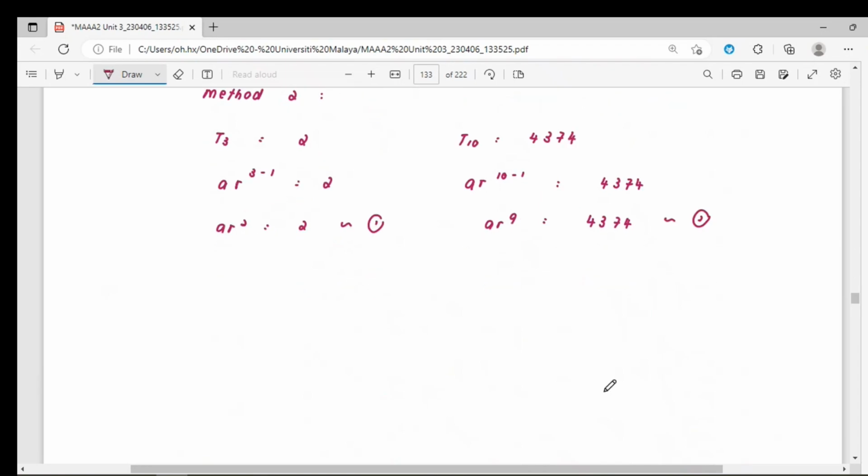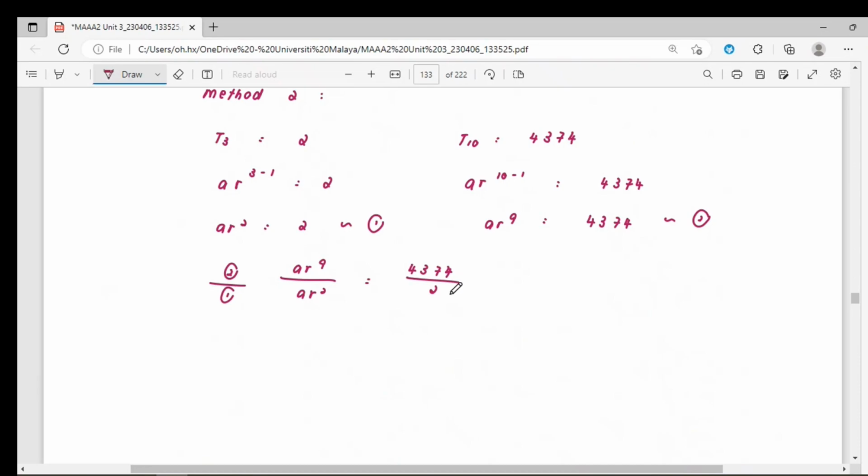Now for the simultaneous equations, we do division, because you don't have anything that you can subtract. Even if the base is the same, with different powers you also cannot subtract. So we take the larger one to divide the smaller one. We have A R power 9 divided by A R power 2 equals 4374 divided by 2.